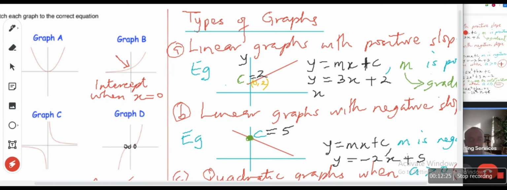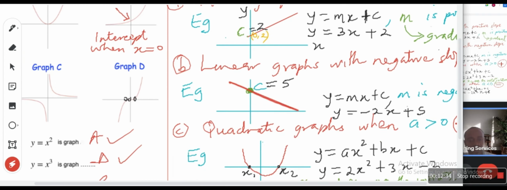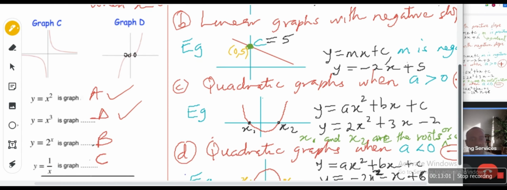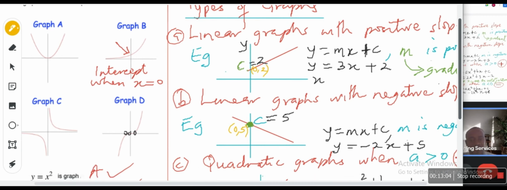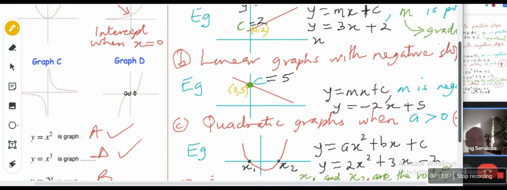All right. Now, linear graphs could form a positive slope, in other words, it slopes upwards, or a negative slope where it slopes downward. An example is y equals minus 2x plus 5. What's the intercept here? 5. That's why this crosses here, where it is 0, 5. So the coordinate of this point is 0, 5. All right, that's for linear graphs. You can have a linear graph with a positive slope, or a linear graph with a negative slope.